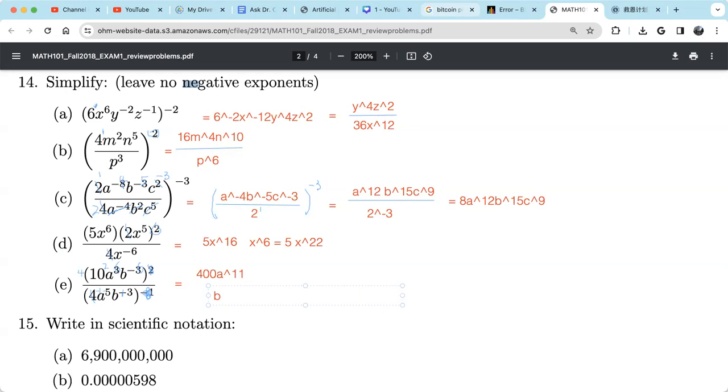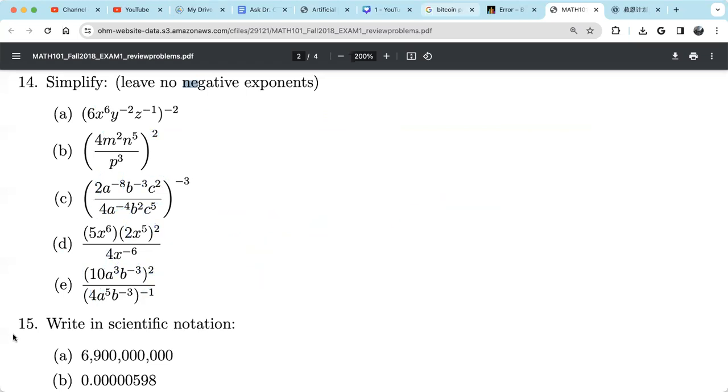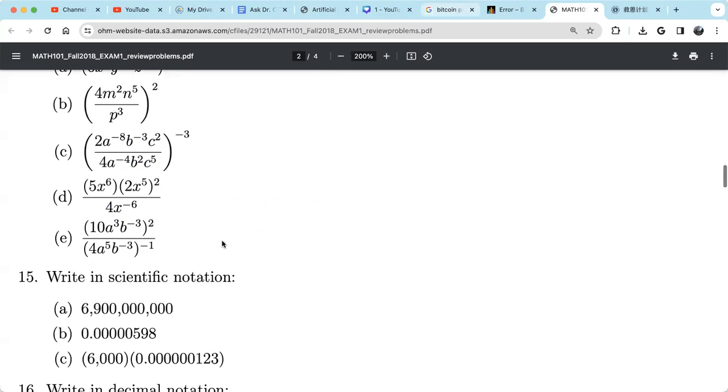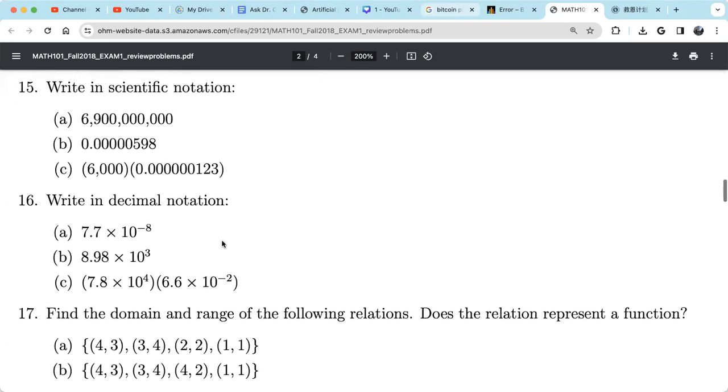Now, b raised by -6, move down to denominator. So 6 plus 3, that's b raised by 9 in the denominator. And that's it. So the answer for E is 400, a raised by 11 in the numerator, and b raised by 9 in the denominator. Okay, that's for 14. Now let's see 15.